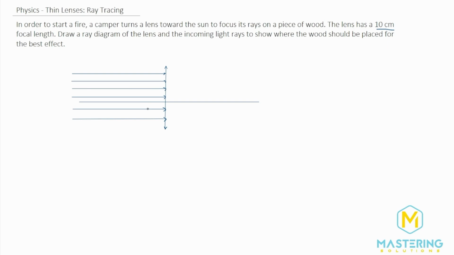Now, where do we want to focus this? They tell us that the focal length is 10 centimeters. So we'll say right here is the focal length 1. And over here is also the 10 centimeters, the focal length 2. So this distance here is 10 centimeters, and this distance here is also 10 centimeters.